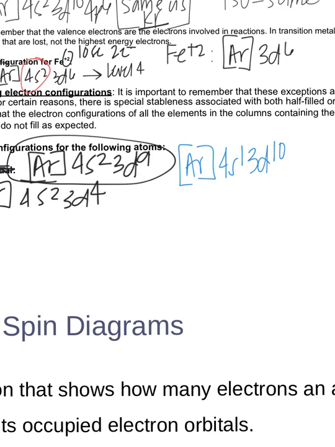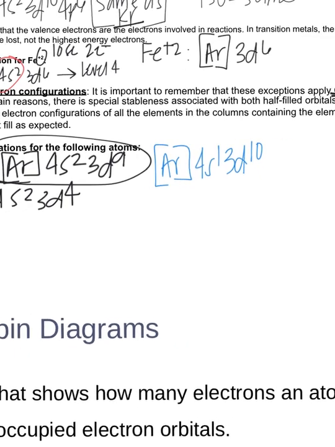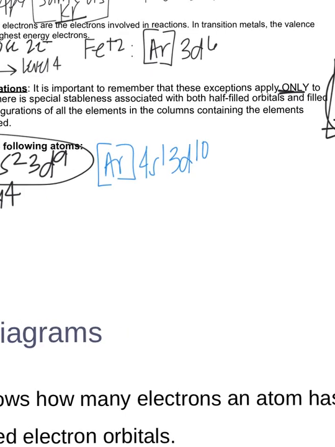And this is for all of the copper family. So it's from s to d only. It doesn't happen with p at all. And again, this is what all of the copper family looks like.